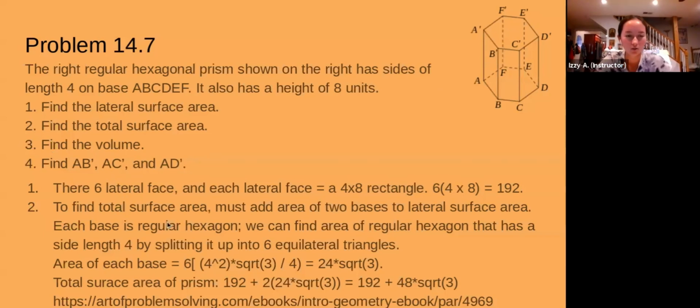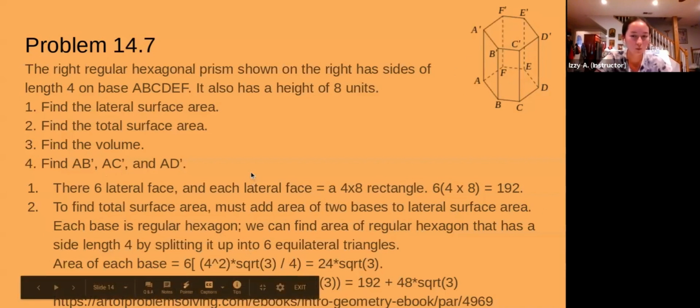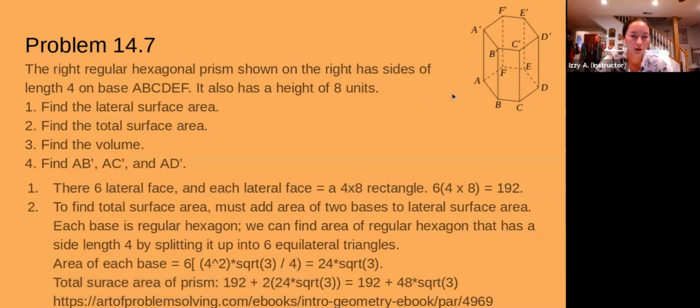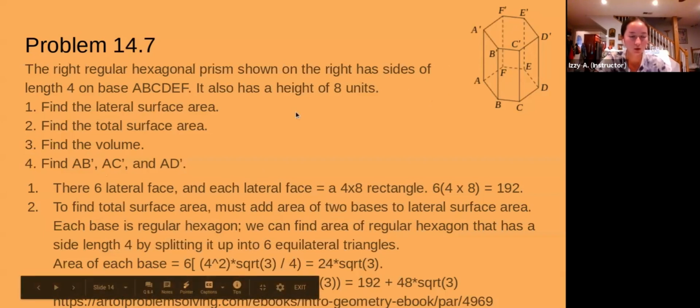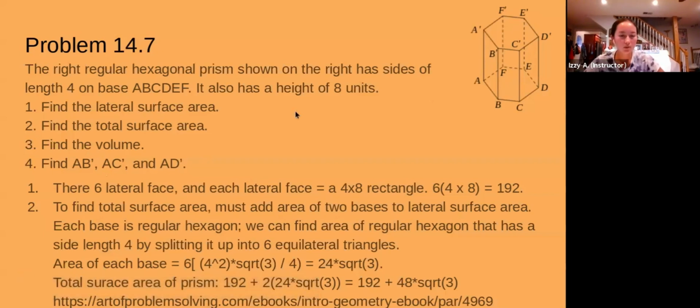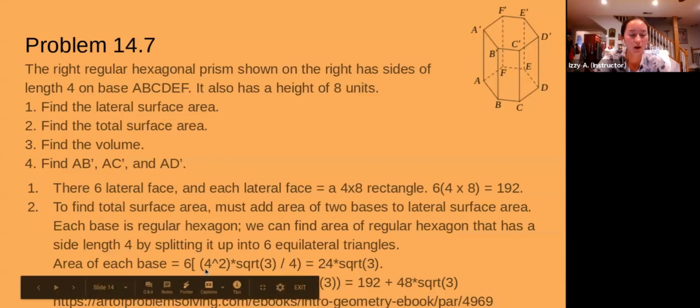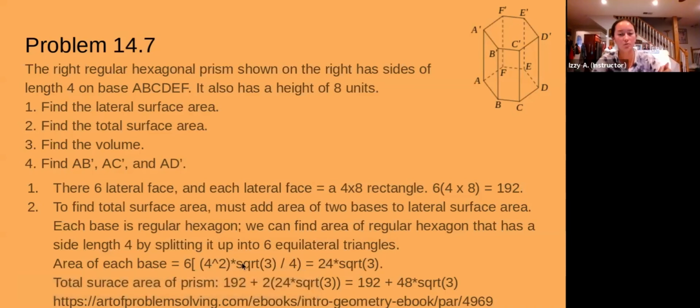And to find the total surface area, we must add the area of the 2 bases to the lateral surface area. So each base is a regular hexagon, and we can find the area of a regular hexagon that has a side length of 4 by splitting it up into 6 equilateral triangles. So the area of each base would be 6 times 4 squared times the square root of 3 over 4. And remember, this is the formula that we got from equilateral triangle areas.